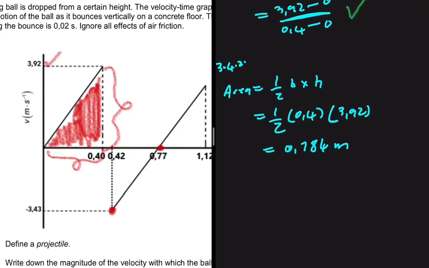Light work. Obviously, you can use equations of motion again to answer these questions. There's multiple ways of solving this one. I think there's probably 5 ways you can use to answer this question.